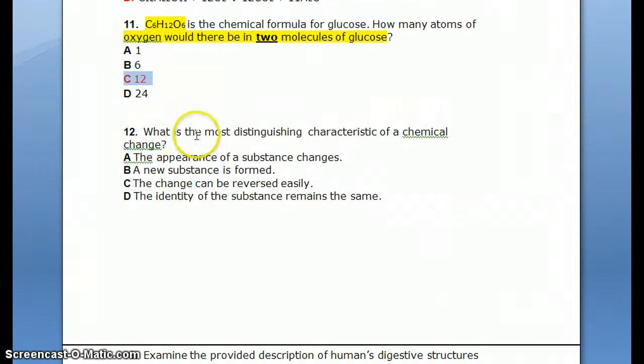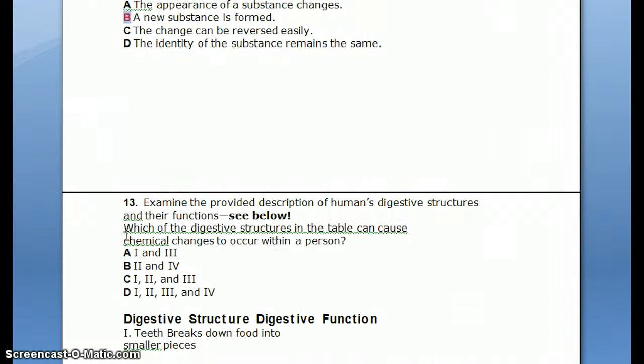Number 12. What is the most distinguishing characteristic of a chemical change? The appearance of a substance changes? Well, no, that's a physical change. A new substance is formed? That's what happens in a chemical reaction. And let me double check the last 2 answers. The change can be reversed easily? No, that's a physical change. Or the identity of the substance remains the same. That's a physical change. Your best answer is answer choice B.